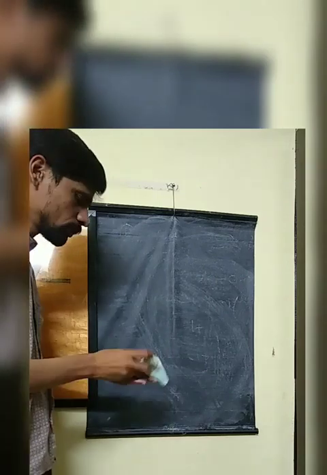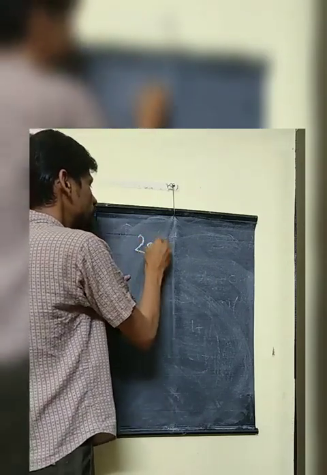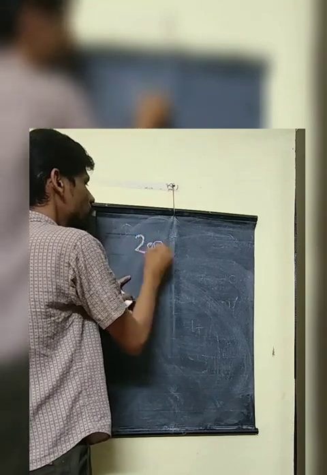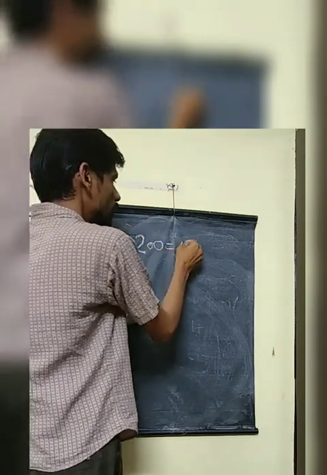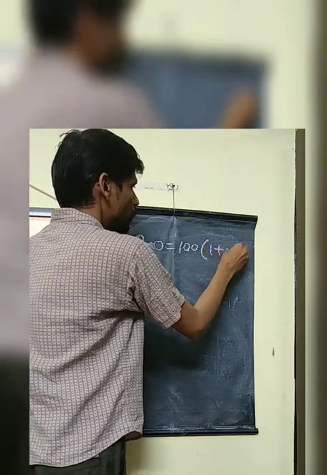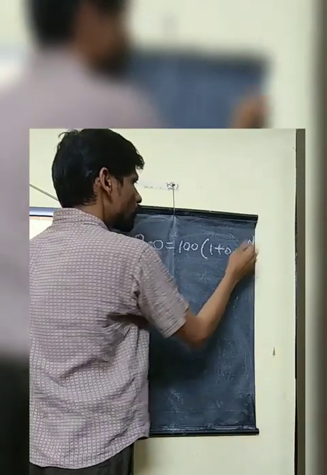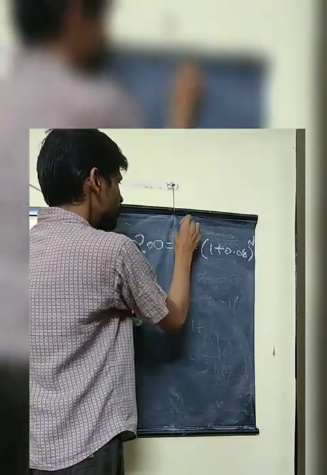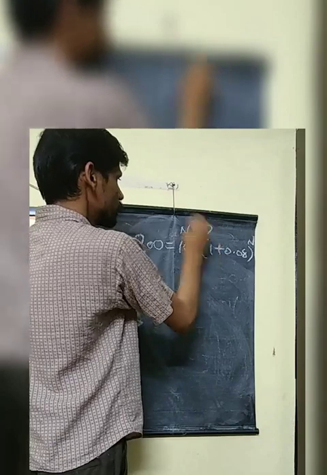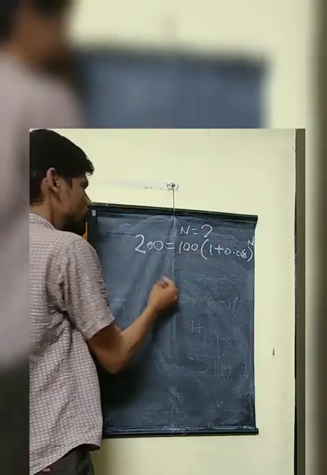Okay, so let me write one more time. I want 200 rupees by depositing 100 rupees with an interest rate of 0.08. So I want to know what is the value of n. n equals question mark. So now we want to know the n value. So now what will we do?